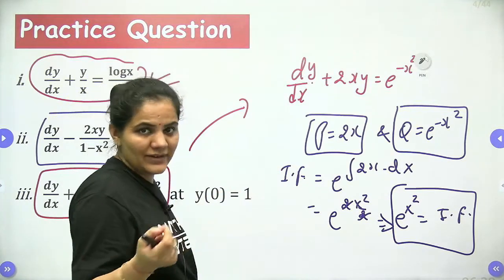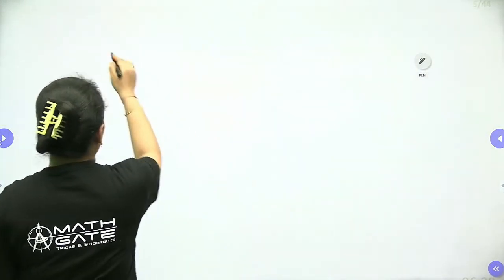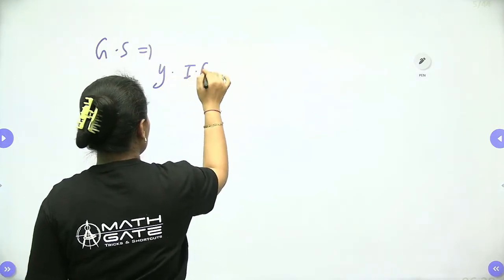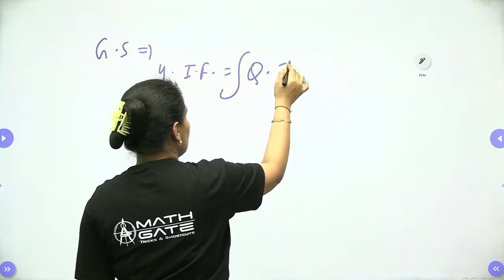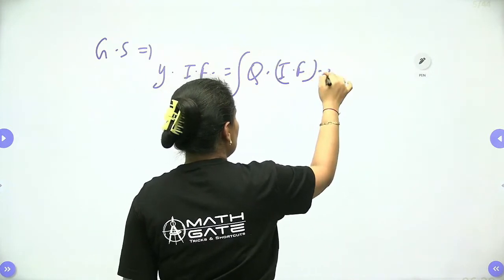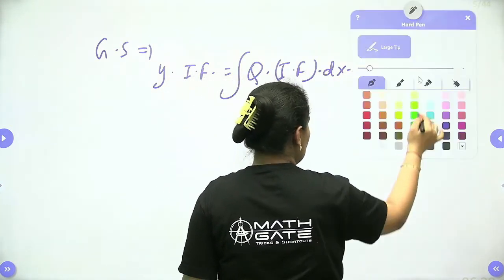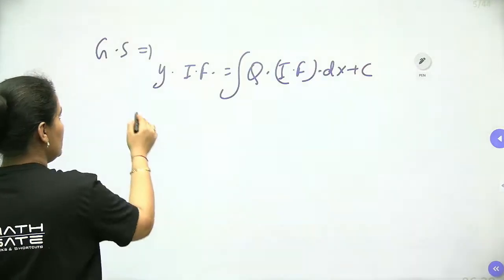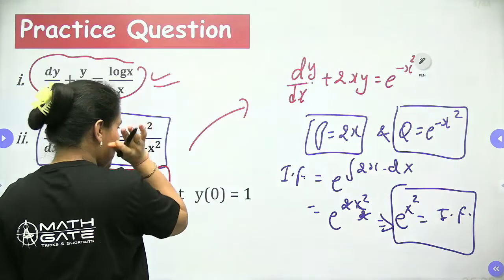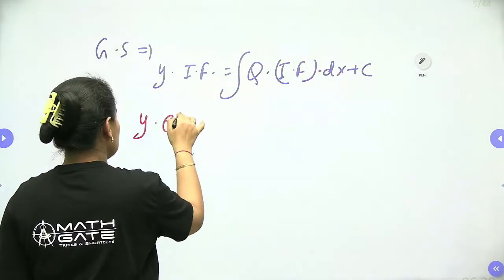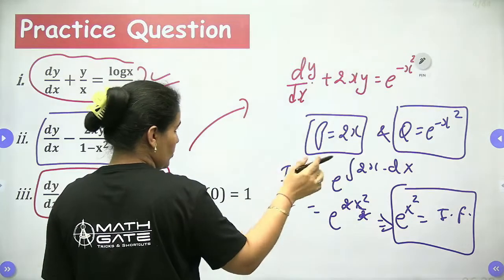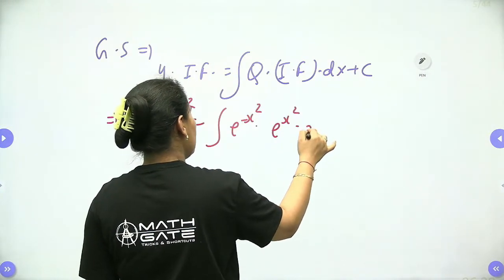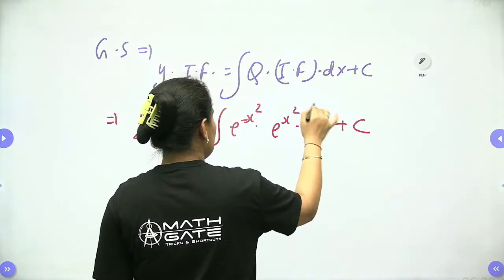For the general solution, we will consider q, right? So when we find the general solution, it will be y into the integrating factor is equal to integral of q into the integrating factor dx plus c only. Let's approach the general solution, guys. y into the integrating factor e to the power x square is equal to integral of q, which is e to the power minus x square, multiplied with e to the power x square dx plus c.